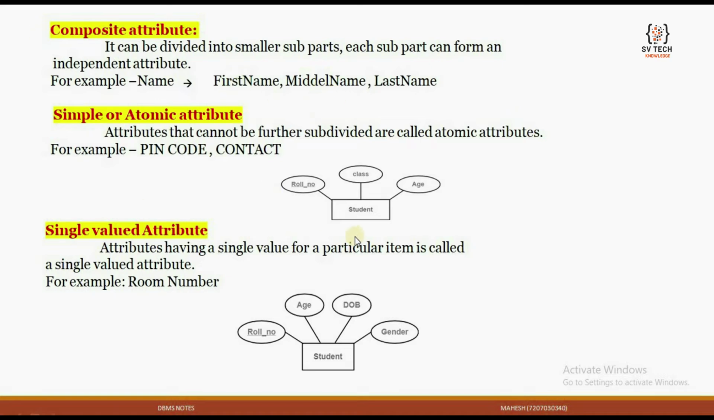Single valued attribute. The attribute which has a single value for a particular item is known as a single valued attribute. Suppose if we take a student entity, the gender should be only single valued. It should be either male or female, like this. If a student has a roll number, it should be a single value. Any student should not have two roll numbers, like this.